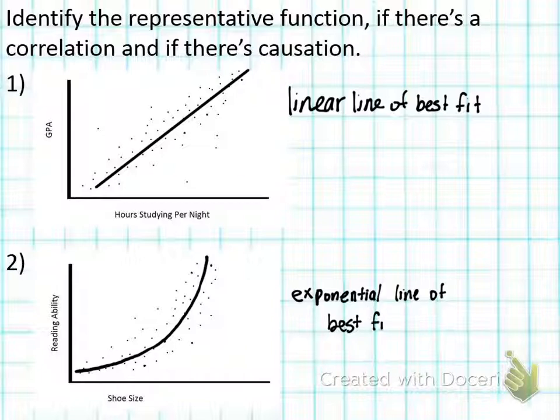Okay? Now, why is this important to know? It's because when we have real data, we can make predictions, right? If you have low hours of study, then I could predict that it's linearly related. That if you study 2 hours a night, then your GPA will be 3. If you study 4 hours a night, your GPA will be 4.0.